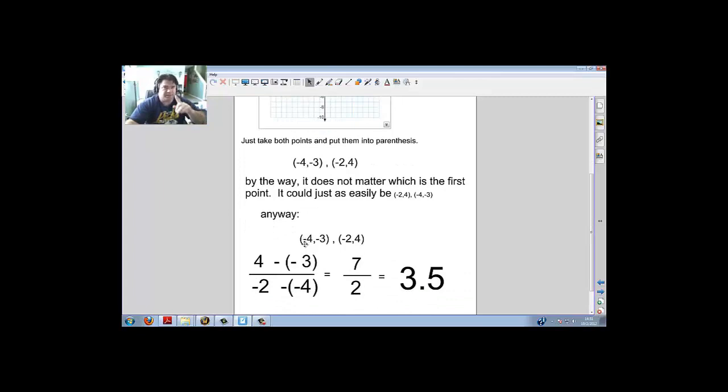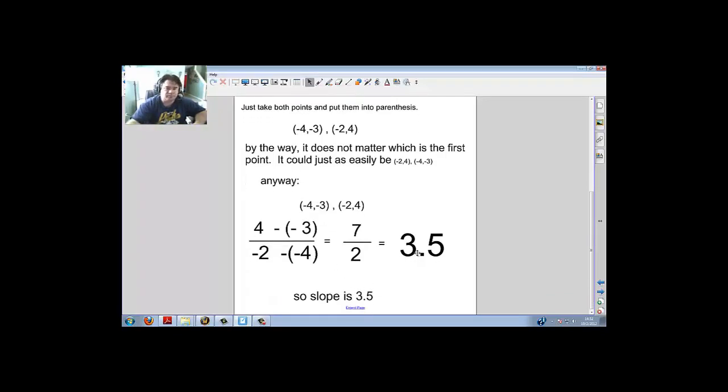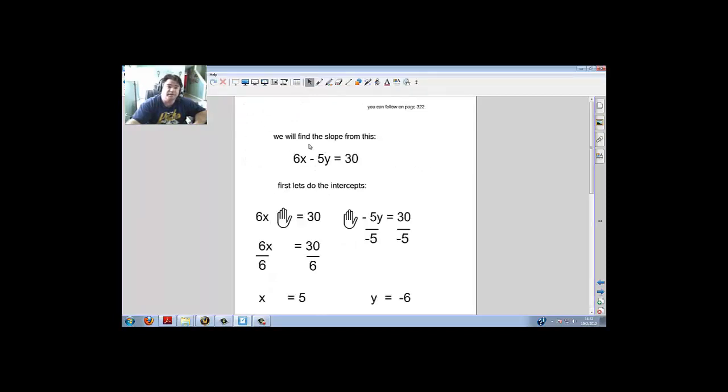Really important that you write this out. It's very easy to make a mistake. Notice here how two negatives make a positive and two negatives make a positive, but this is still negative 2 plus 4, which makes positive 2. Easy to mess up. How do you not mess it up? Write it out, look at it, let both sides of your brain take their moment, and you'll be fine. So the slope is 3.5.